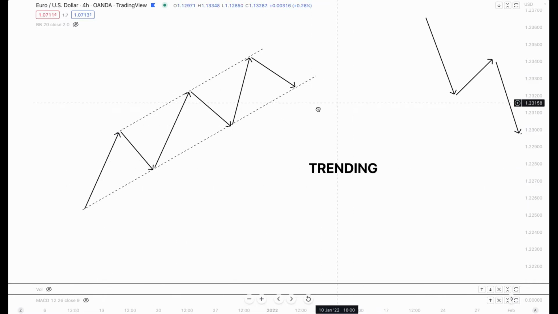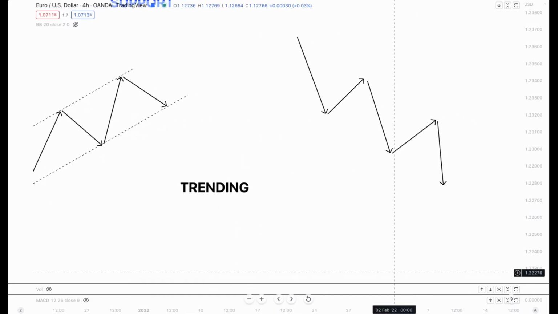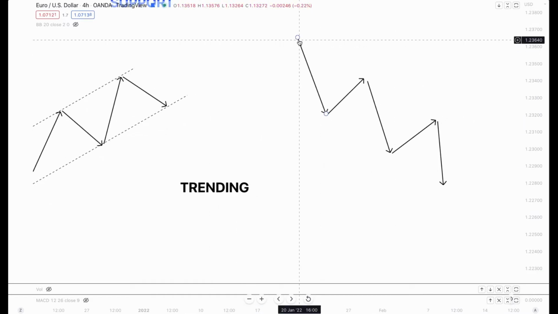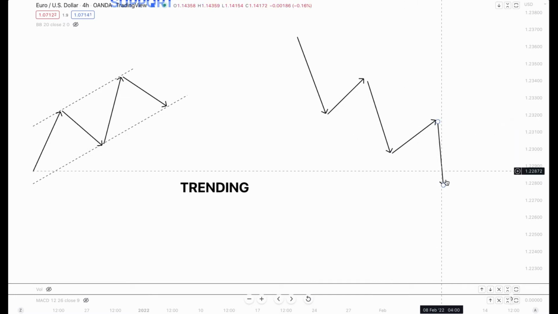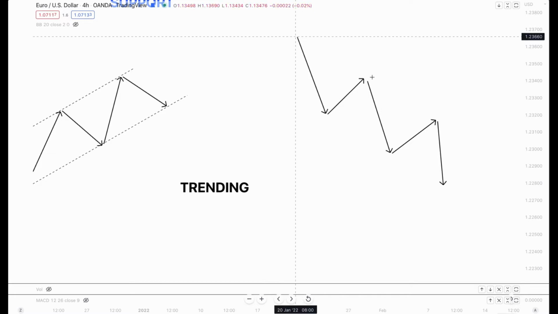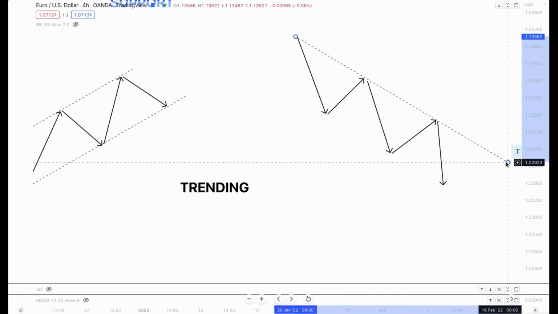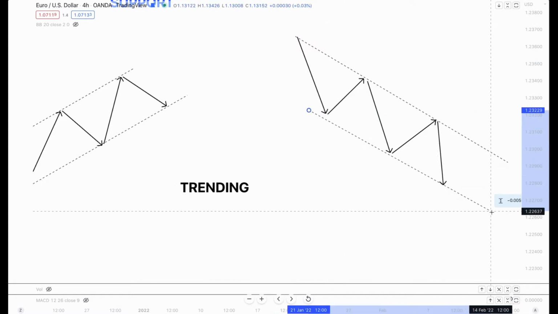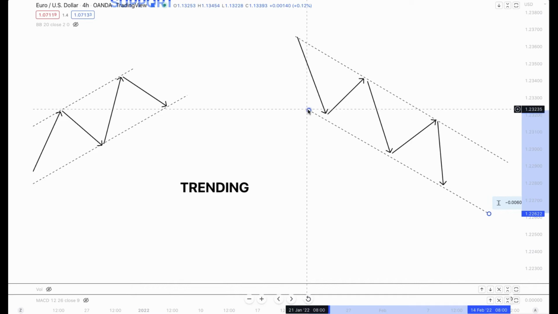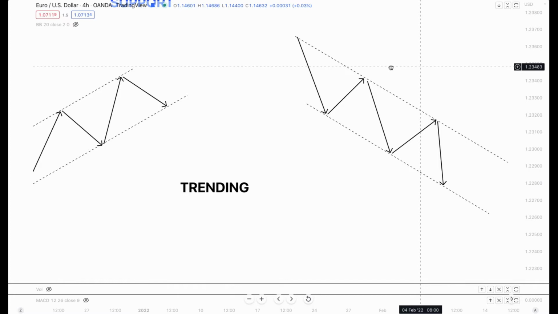We can say the exact same thing when markets come down. When markets are trending lower, we see lower lows and lower highs over time. The market is moving in a lower direction, making lower lows and lower highs. And when we line up these tops and bottoms, we can see clearly that we have support and resistance because the market is tapping both sides of the channel.